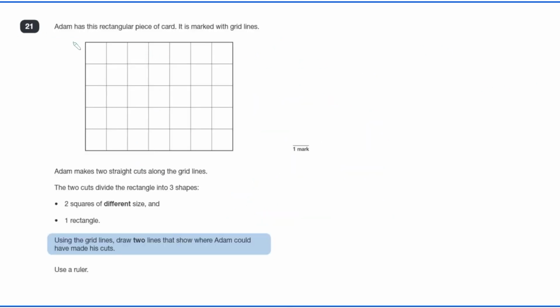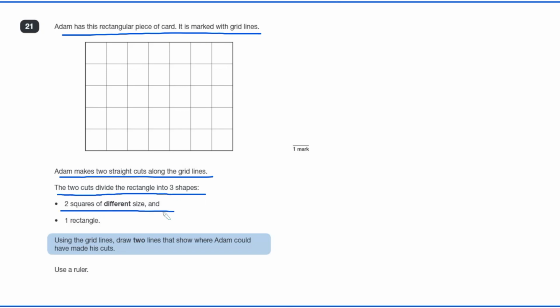Question number 21. Adam has a rectangular piece of card. It is marked with grid lines, and Adam makes 2 straight cuts along the grid, and the 2 cuts divide the rectangle into 3 shapes, 2 squares of different sizes and 1 rectangle. Using the grid lines, draw 2 lines to show how Adam could have made his cuts.